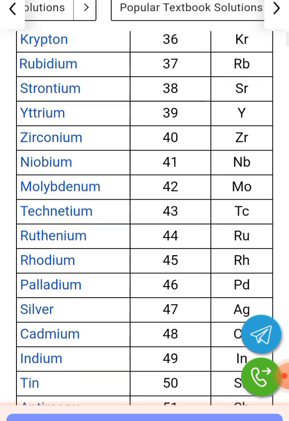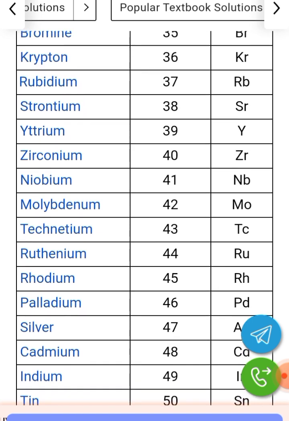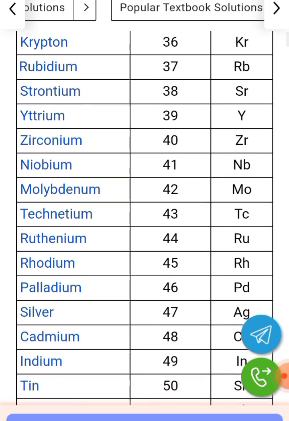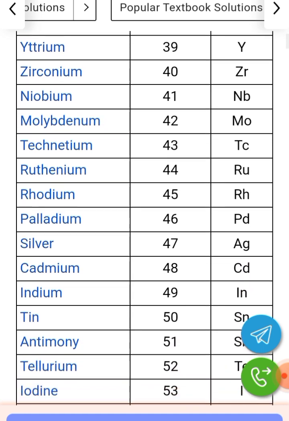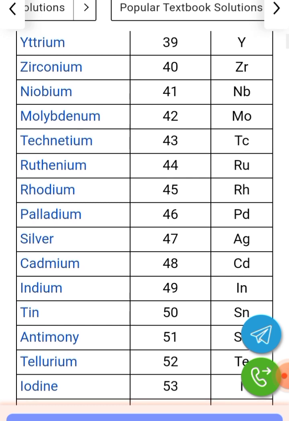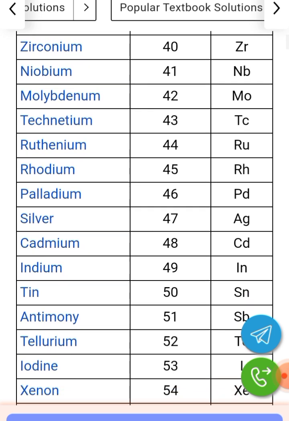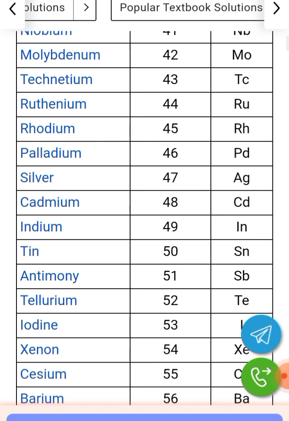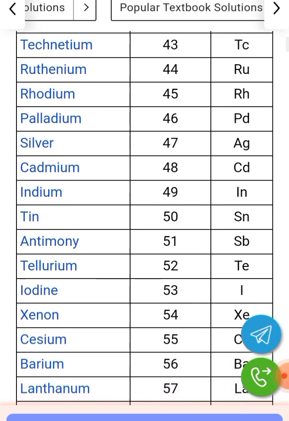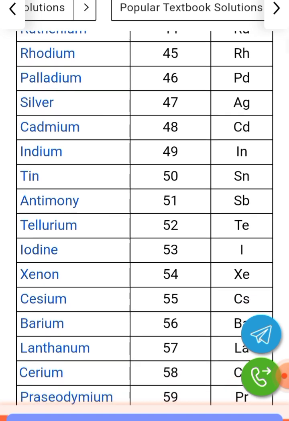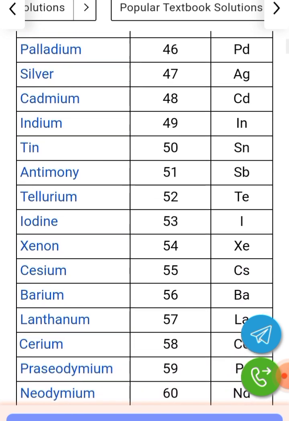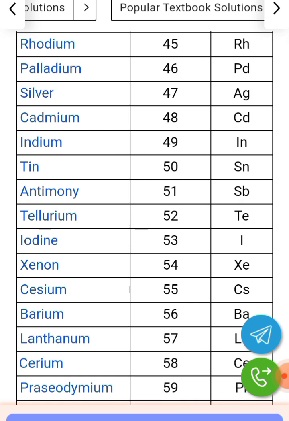We have strontium. Now check the symbol for strontium: Sr, not St. Rubidium is Rb. You can see the next one, number 39, and number 40. Then we have niobium, number 41, 42, 43. You can see their symbols follow their names. You can see rhodium, number 45, palladium, and silver. Now check the symbol for silver: Ag, not Si.